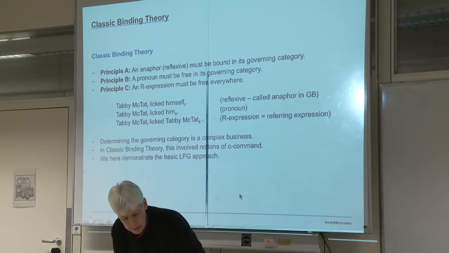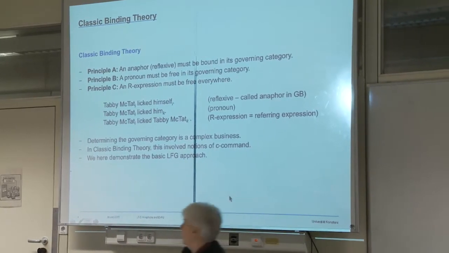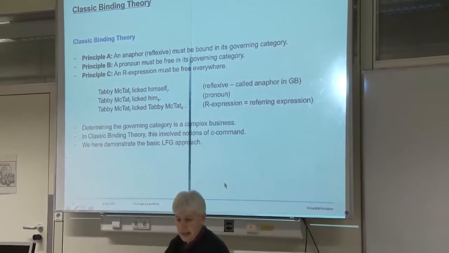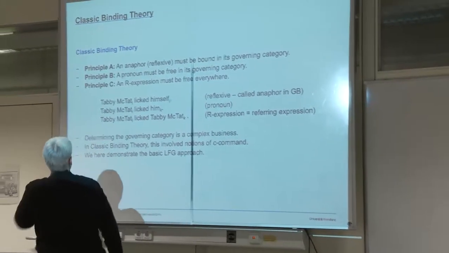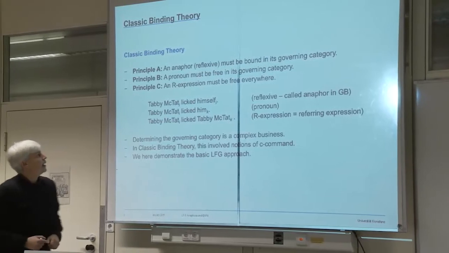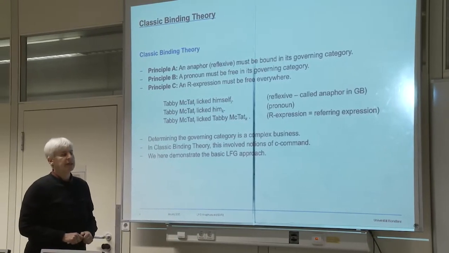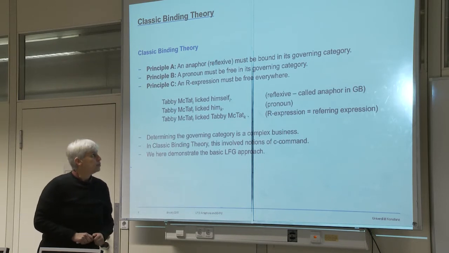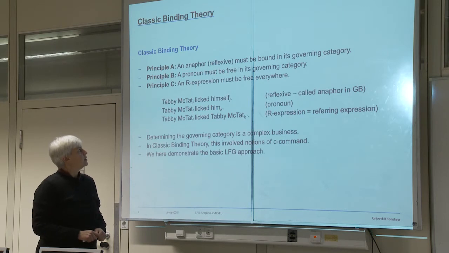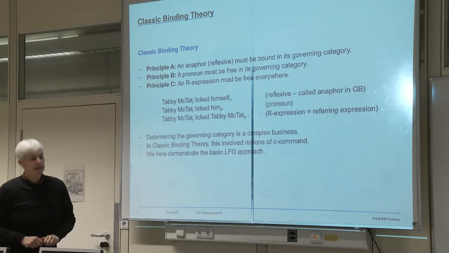Here is classic binding theory. There are three principles, A, B, and C. Principle A: an anaphor must be bound in its governing category. Principle B: a pronoun must be free in its governing category. And principle C: an R-expression must be free everywhere. We're going to be looking at this over and over again. This is the way Chomsky had stated it.